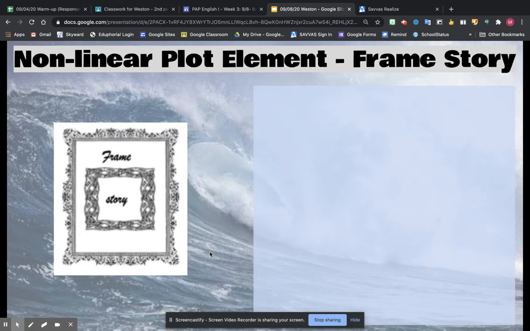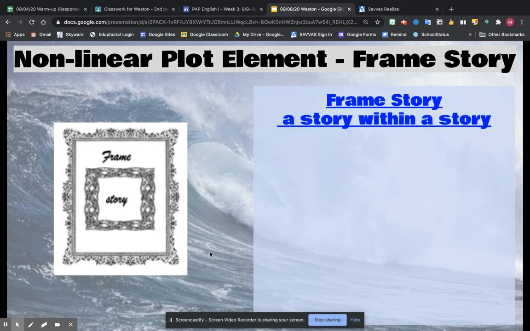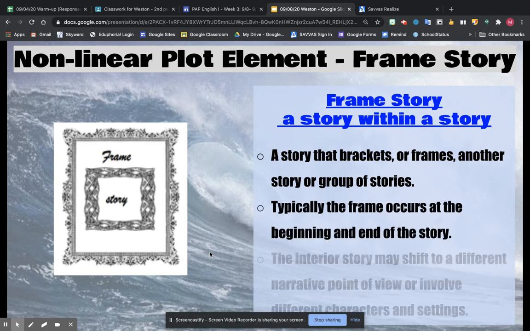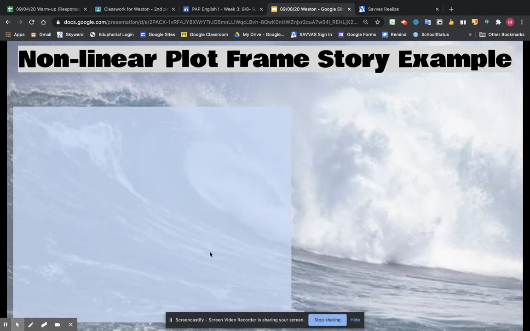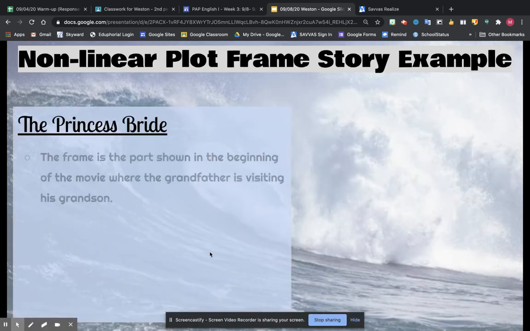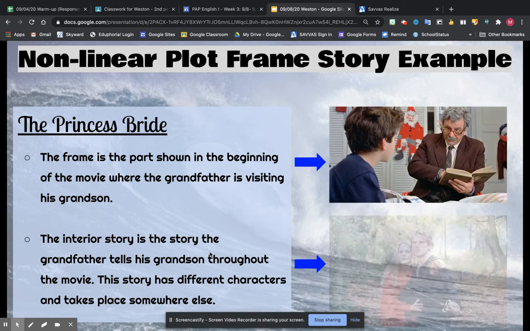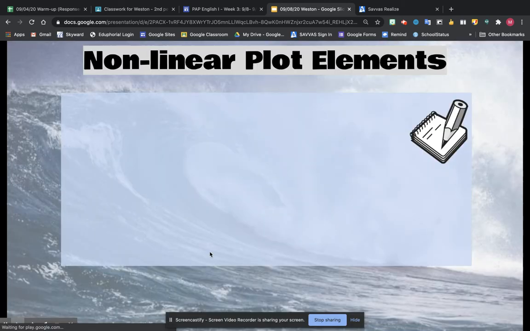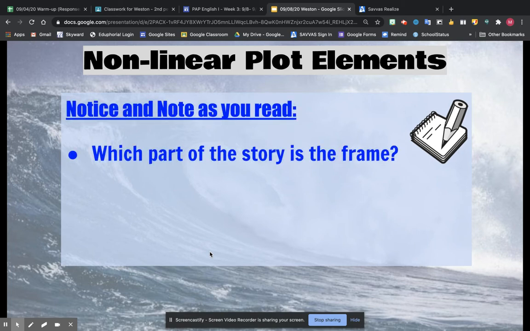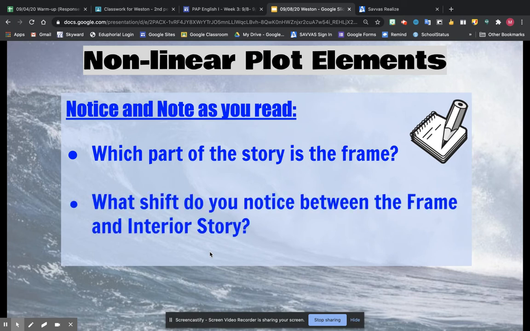Now, yesterday, we were just focusing on paragraphs 1 through 25. In the video slides, I go over frame stories and give you an example of a frame story. There's a video for you to watch about frame stories. And this is the additional annotation that I'm expecting you to do. It says, which part of the story is the frame, and what shifts do you notice between the frame and the interior story?